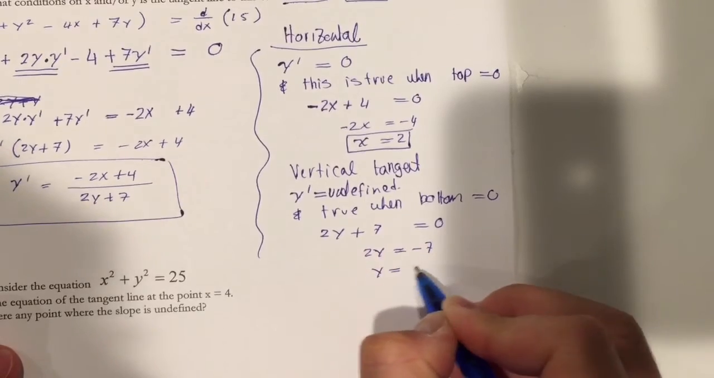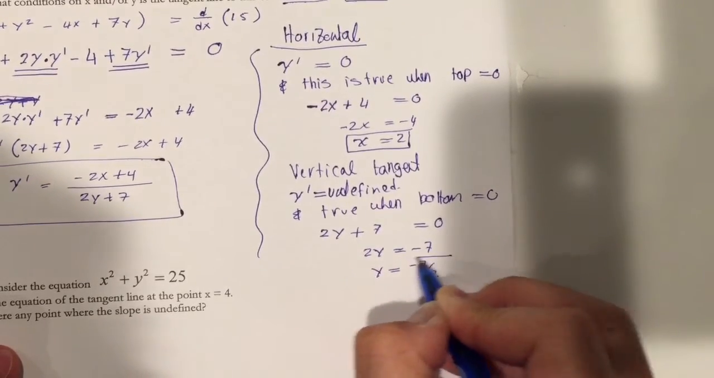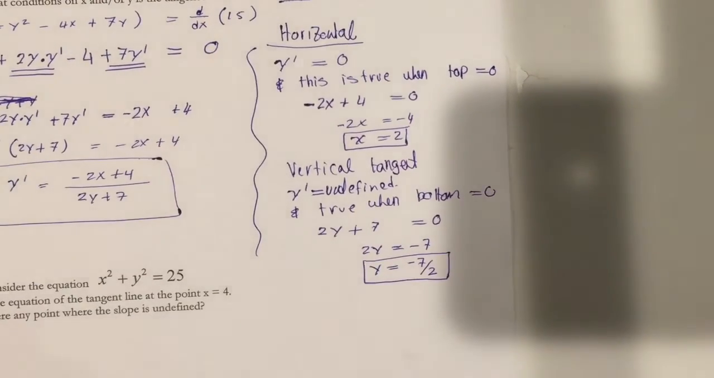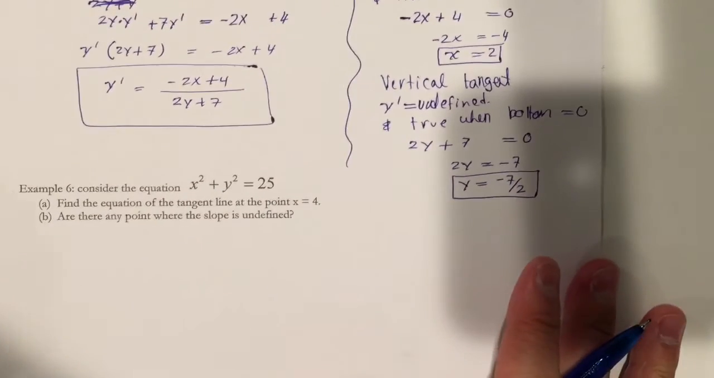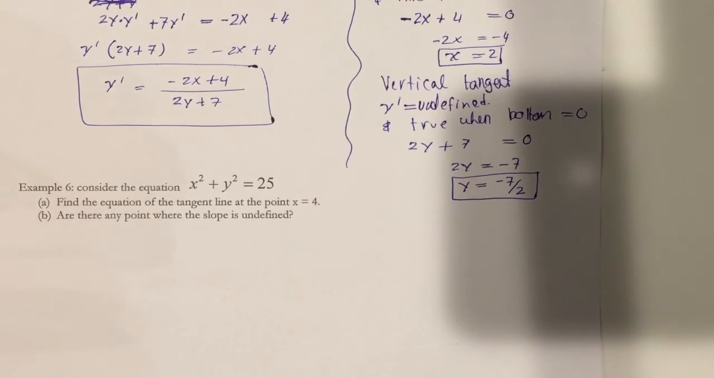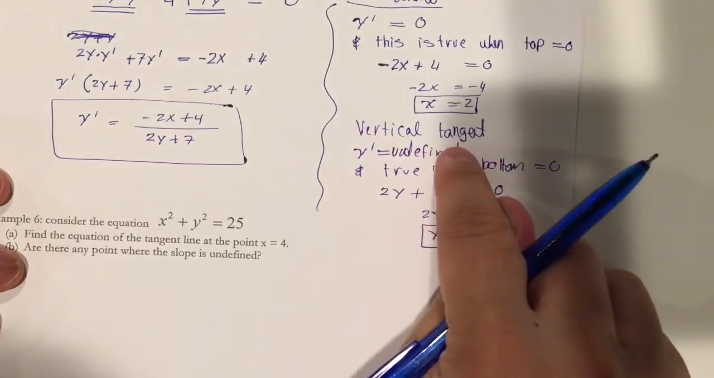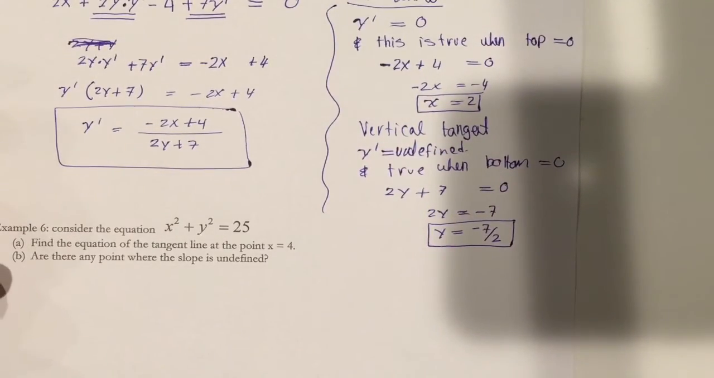Divide both sides by 2, and we get negative 7 over 2. So when y equals negative 7 over 2, that's when the derivative equals 0. I'm sorry, that's when the derivative is undefined, because that's what we're looking for. We're looking for a vertical tangent line, and undefined means vertical tangent line.